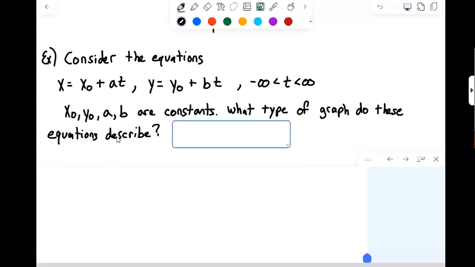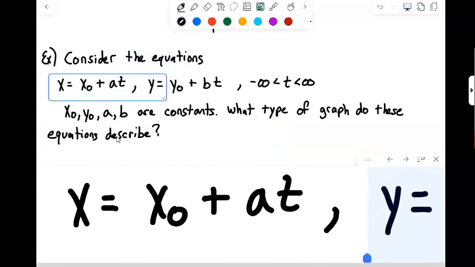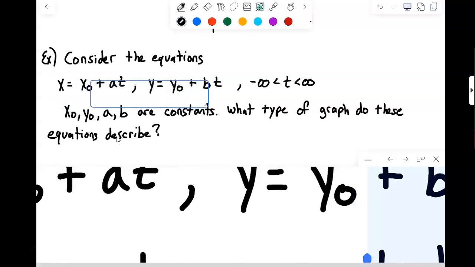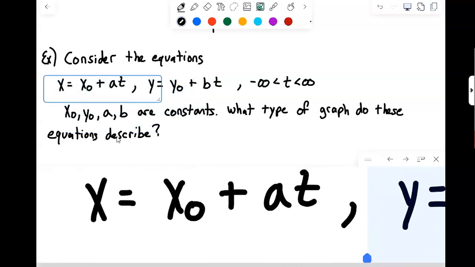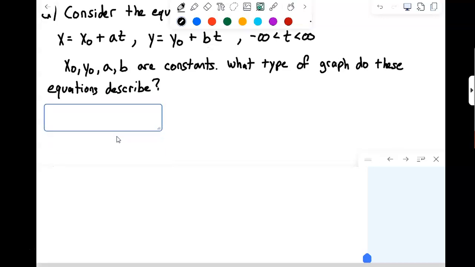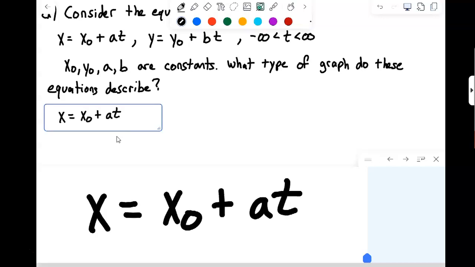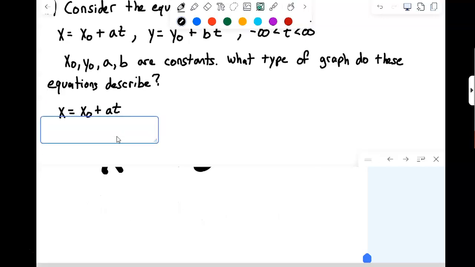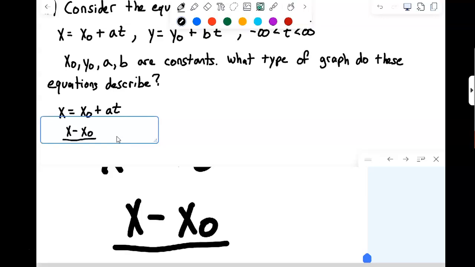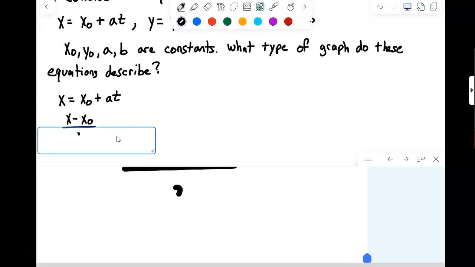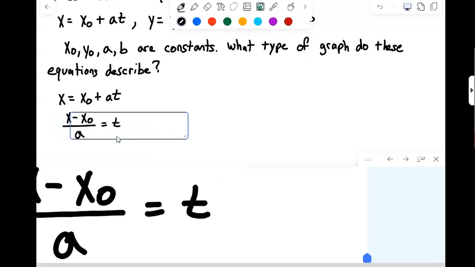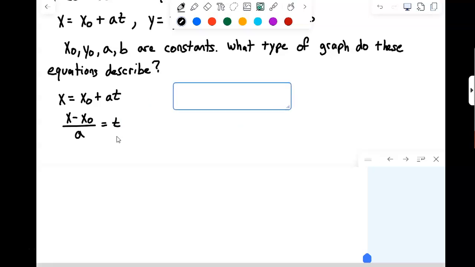So we want to take what we looked at previously and generalize it a little bit. So what we can do is, once again, try and solve one of the equations for t and substitute that into the other equation. So let's see what we'd get if we do that. Let's take that top equation, x equals x0 plus at, and solve that for t. We'd have to bring the x0 over by subtracting it, and we'd have to divide by a. So that would be equal to t, and then we can substitute that into our other equation.